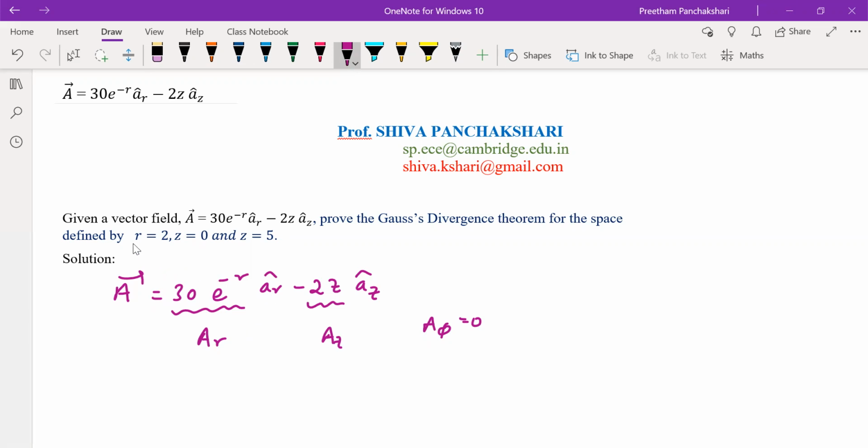See the region defined: R equal to 2, the radius of the cylinder is 2. It is the cylindrical coordinate system. Z equal to 0, Z equal to 5. Z equal to 5 represents the top surface of the cylinder, Z equal to 0 the bottom surface. So we have to construct a cylindrical closed surface with radius 2, height varying from 0 to 5.